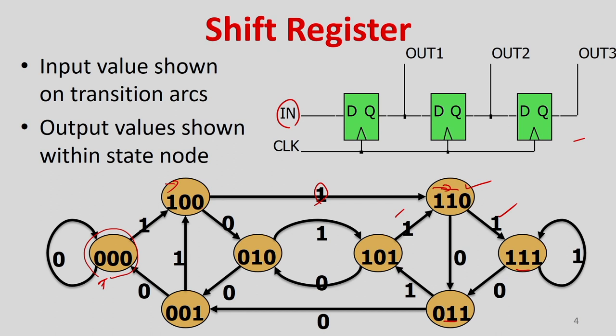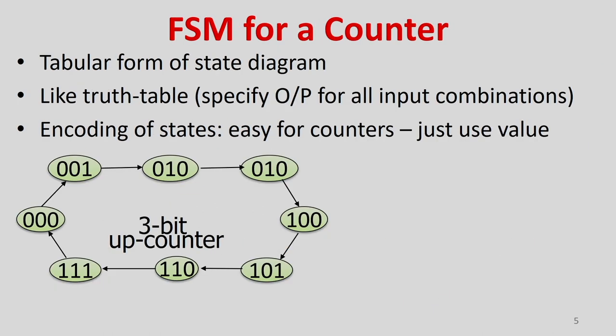If you are in state 1 0 0 and you get a 0, then you will get 0 1 0. So clearly the inputs are specified on the arcs, and the next state transitions get decided based on the input values. If you are in state 0 0 0 and get a 1, you go to the next state, but if you get a 0, you stay in the same state. Similarly, if the current state is 1 1 1 and you get a 1, it will stay in the same state. So we are able to represent a 3 bit shift register using FSM. Now let us look at an FSM for a counter.